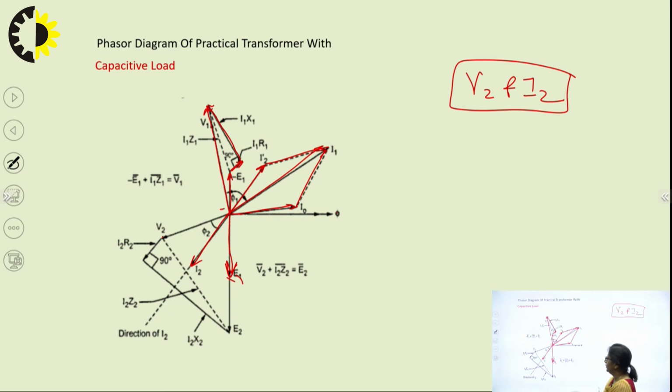Secondary circuit, V2 is already with us. Then I2R2 which has to be in the same phase as that of I2. So I am just extending I2 and drawing a phasor which is parallel with I2. And then I2X2, leading it by 90 degree, and the final phasor, that is E2. It has to be in the same phase with E1, right?